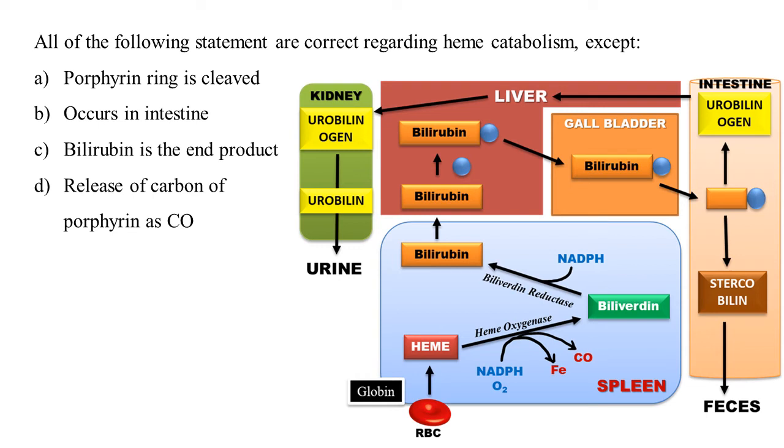From here, it enters the liver, where it is made soluble by conjugating a sugar, glucuronic acid, and released as bile salts into the gallbladder. From the gallbladder, it is further released into the intestinal lumen, where the microbial flora change this compound into two types of further intermediates. One of the intermediates is stercobilin, a brown-colored compound that is released as a component of feces, and that is why feces is slightly brown in color.